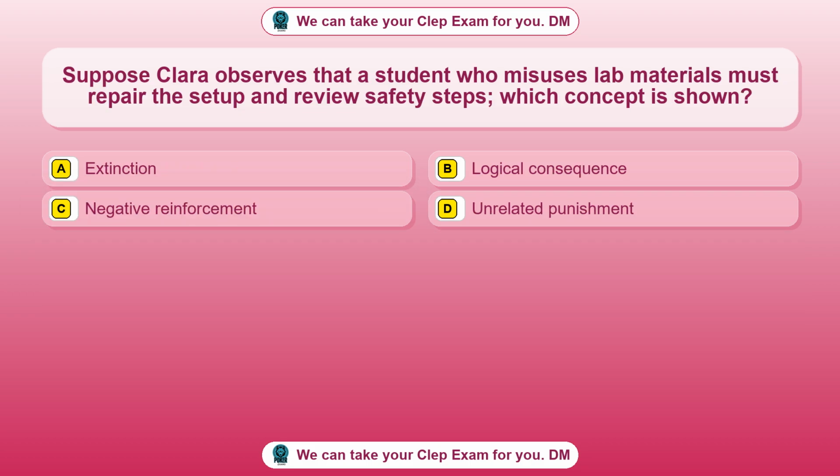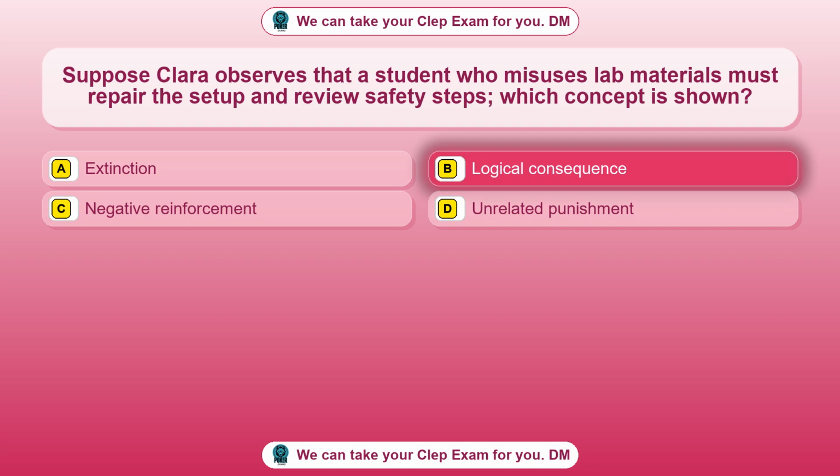Question 73. Suppose Clara observes that a student who misuses lab materials must repair the setup and review safety steps. Which concept is shown? Option A, extinction. Option B, logical consequence. Option C, negative reinforcement. Option D, unrelated punishment. The correct answer is option B, logical consequence.